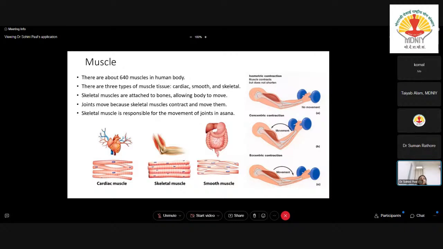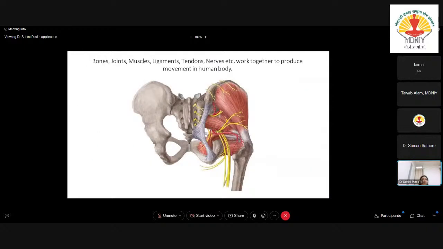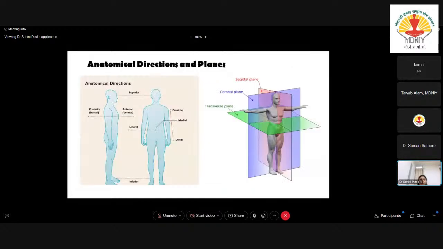And your skeletal muscles are responsible for movement of the joints in the various asanas you are performing. So there can be different types of contraction. There can be isometric contraction. There can be isotonic contraction, which may involve your concentric contraction and eccentric contraction. So these are the contractions. And your bones, joints, muscles, ligaments, tendons, they work together to produce the movement in our body.